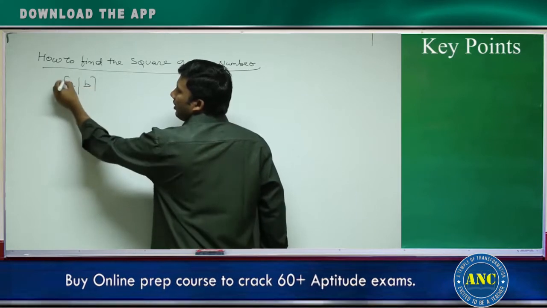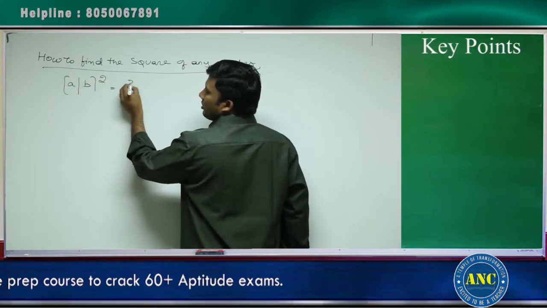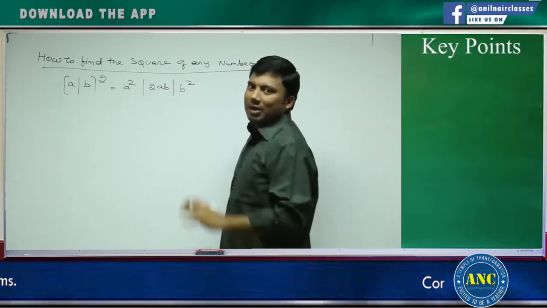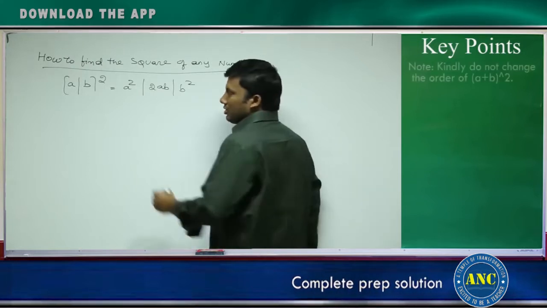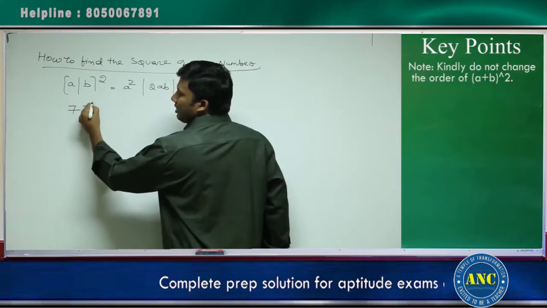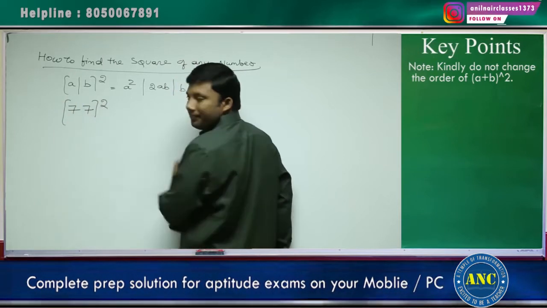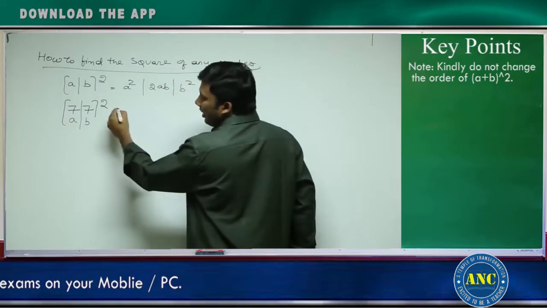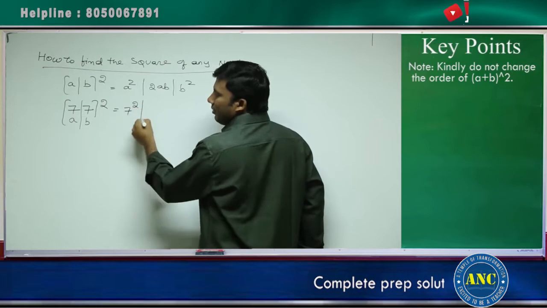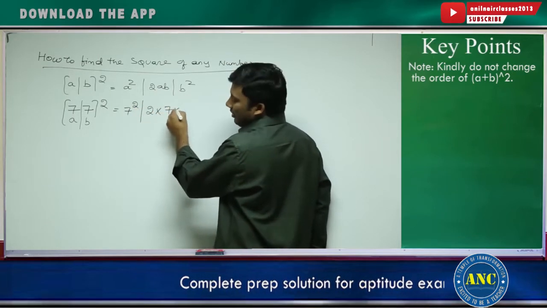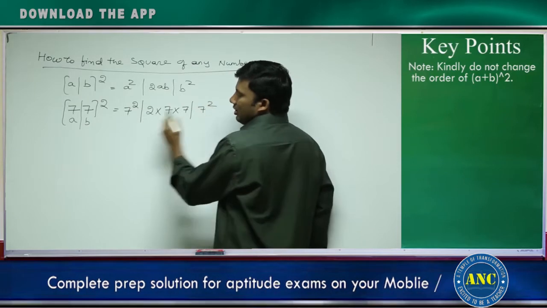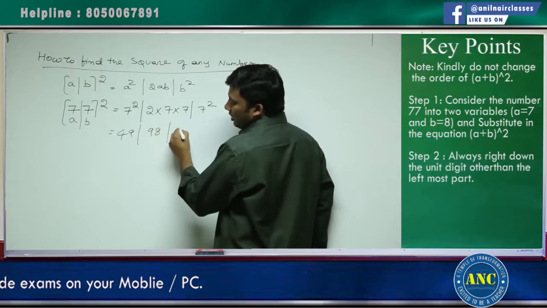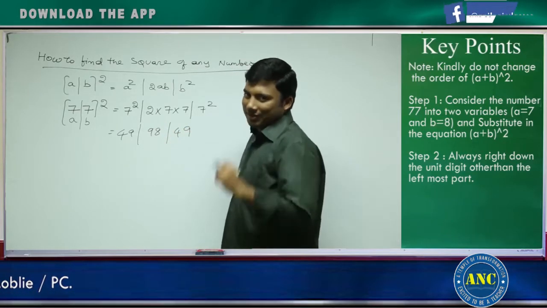(a plus b) whole square, as we know, stands for a square plus 2ab plus b square. Kindly do not change the order. First example, suppose I need to find the square of 77. Divide it into two parts. A is 7, b is 7. Wherever a is there, substitute 7. Wherever b is there, it is also 7. So a square, 2ab and next is b square. 7 square is 49. 49 twos are 98. 7 square is 49. I hope the first step is clear.